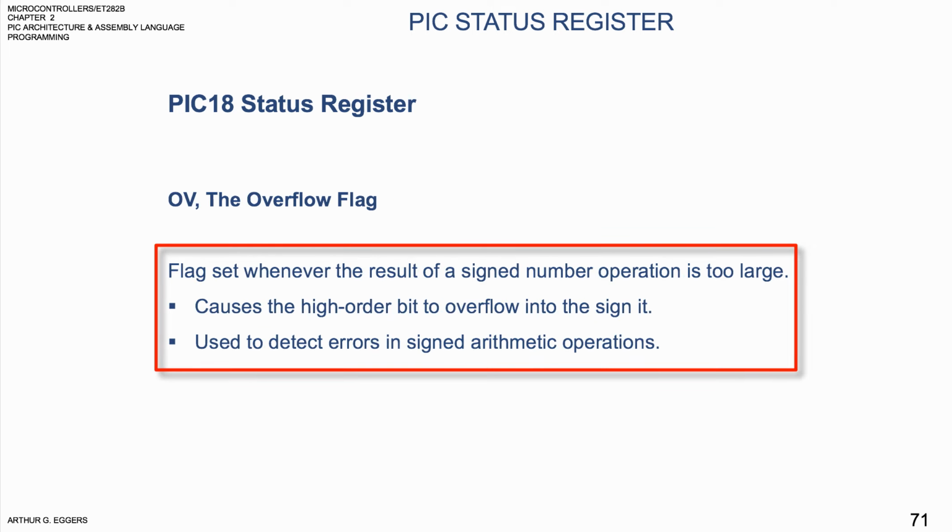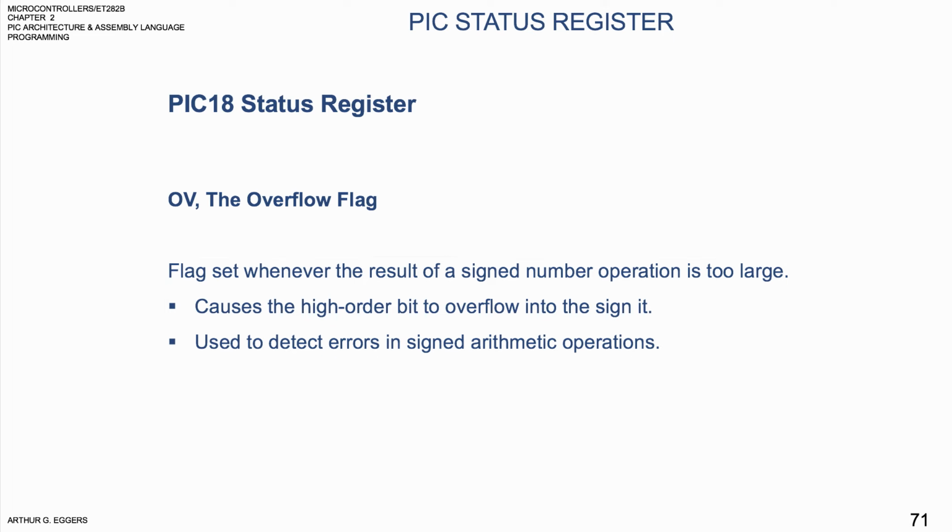The overflow flag. This flag is set whenever the result of a signed number operation is too large, causing the high order bit to overflow into the sign bit. In general, the carry flag is used to detect errors in unsigned arithmetic operations, while the overflow flag is used to detect errors in signed arithmetic operations. The overflow and the N flag bits are used for signed number arithmetic operations, discussed later.